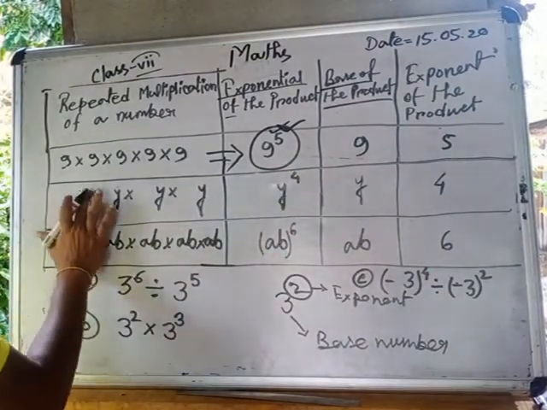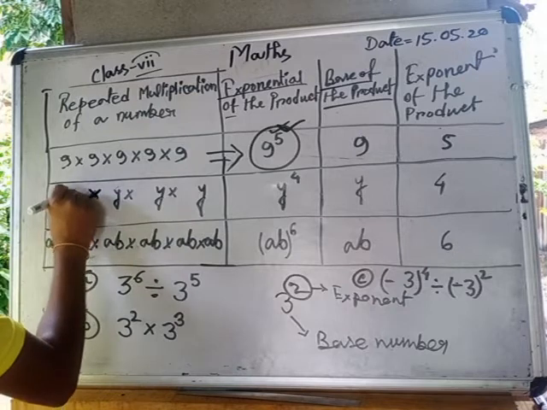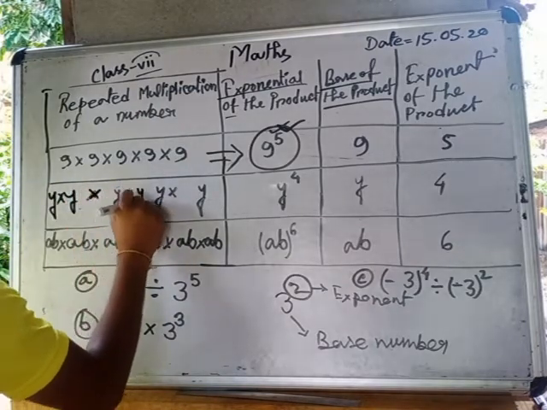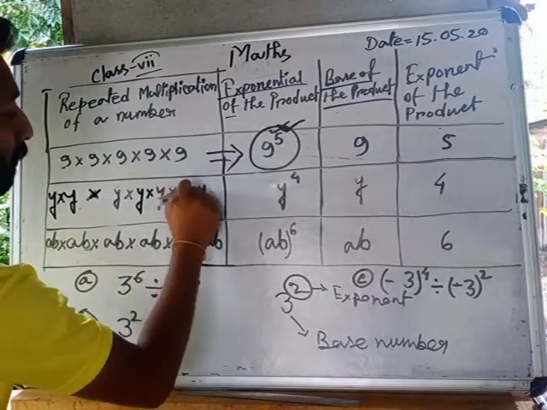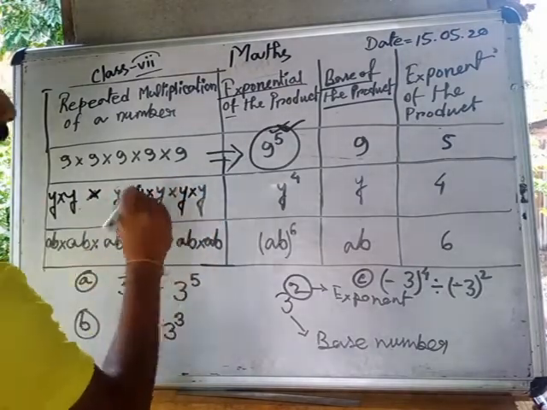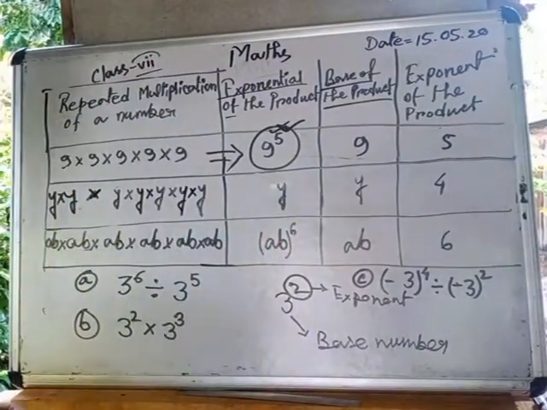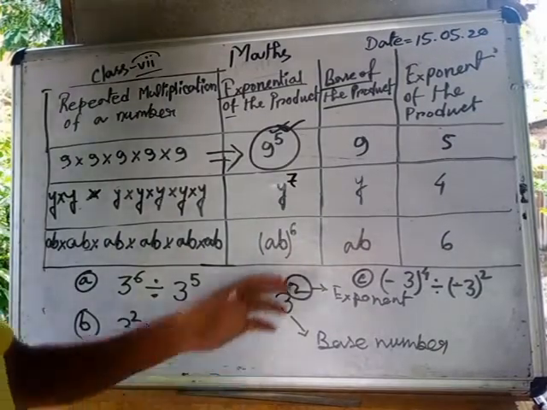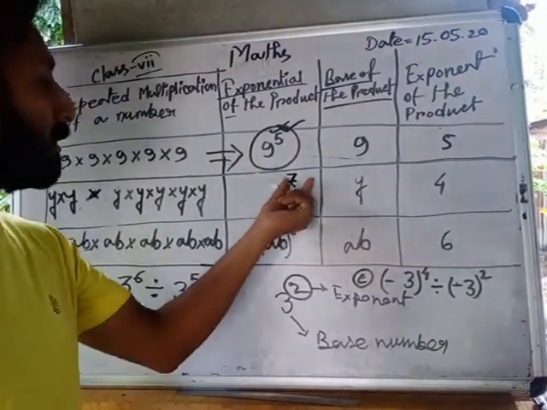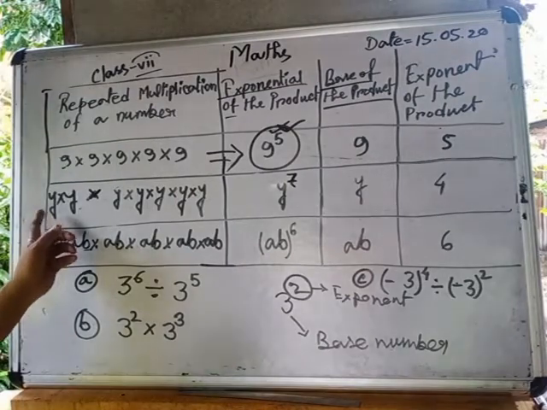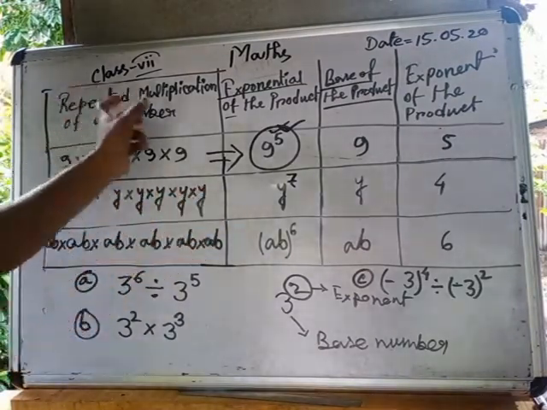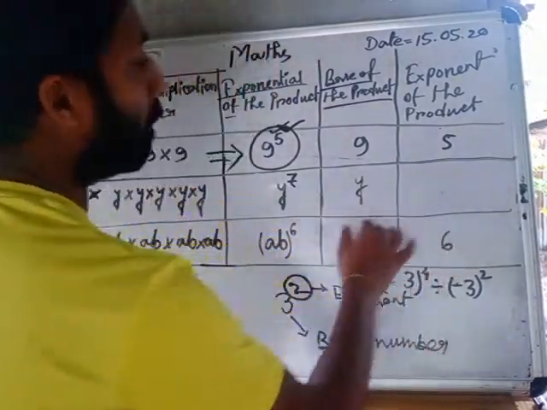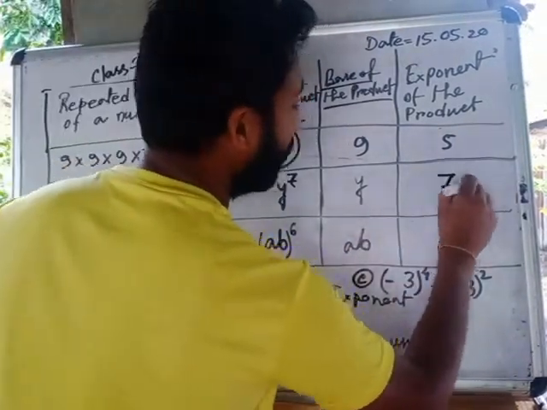Suppose y is multiplied so many times, 1 2 3 4 5 6 7 times. Then the power will be 7, and the exponent of this base number is 7, because we repeatedly multiplied y 7 times, so the exponent of the product will be 7. Understand?